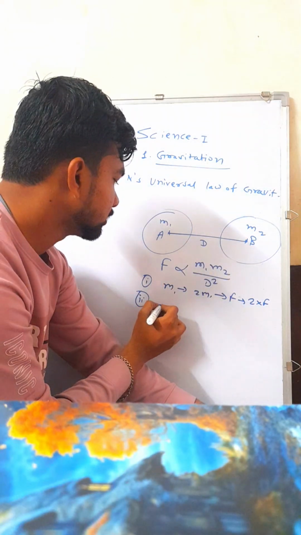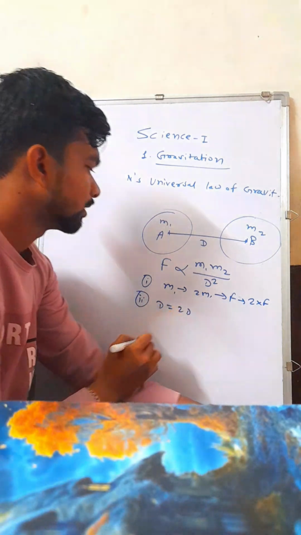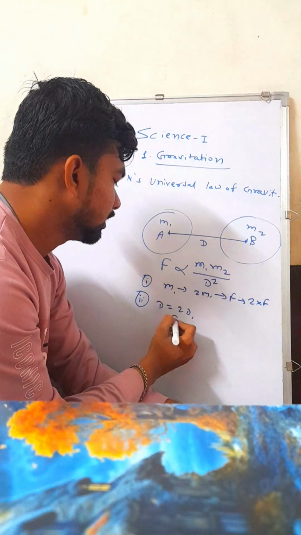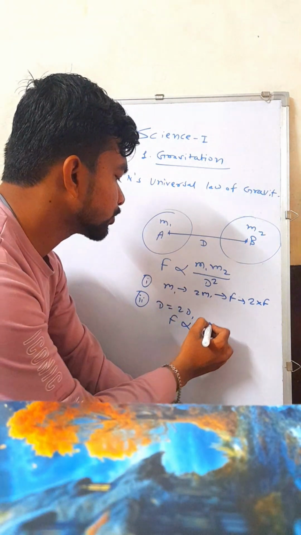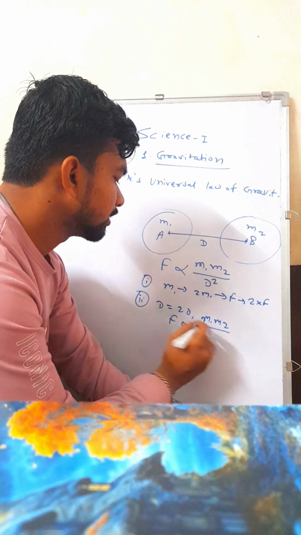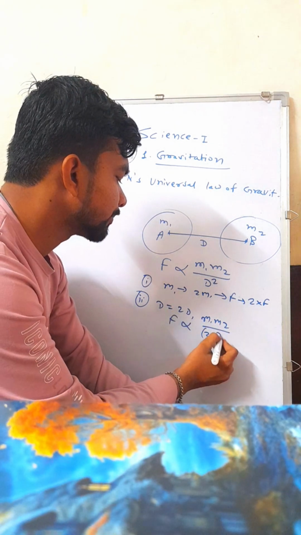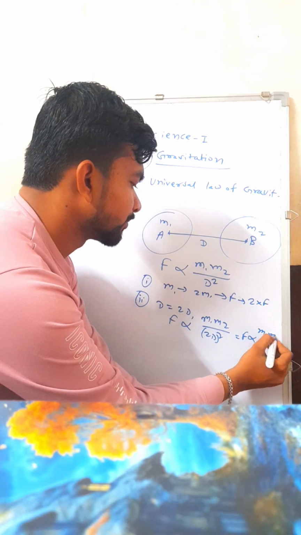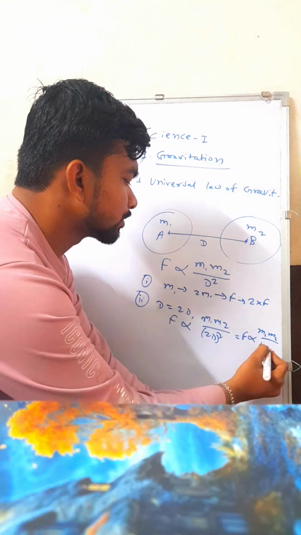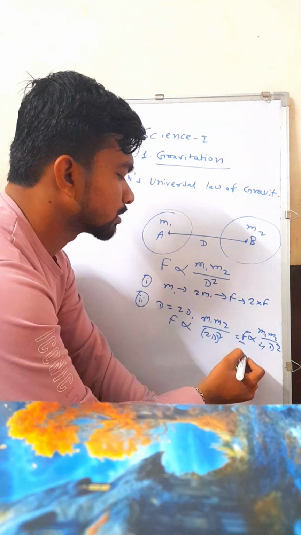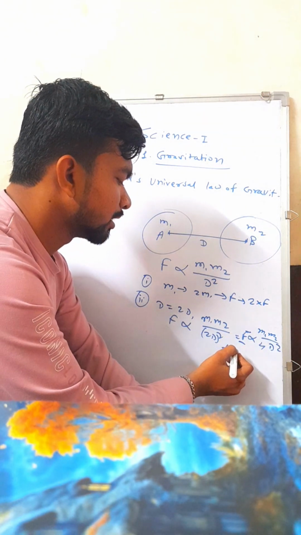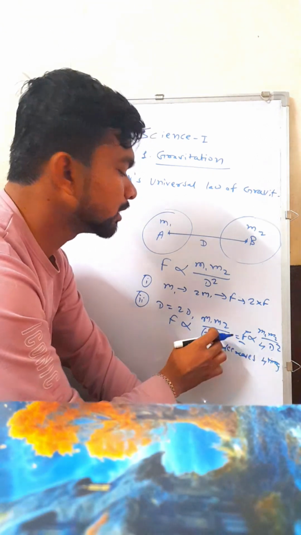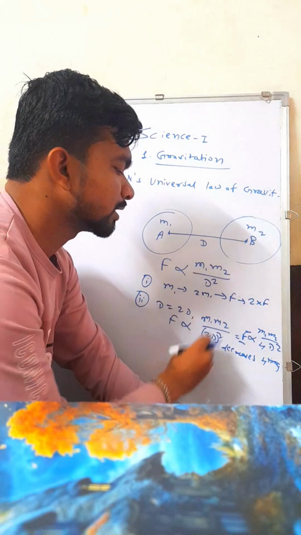Case 2: if we double the distance, that is d becomes 2d, what will be the effect on the force? Since F is inversely proportional to d square, with m1 m2 as it is, then with 2d we get (2d) square, that is 2 square, which is 4, times d square. The overall effect is that the force decreases to one fourth of the original force. If we double the distance between the objects, the force decreases 4 times.